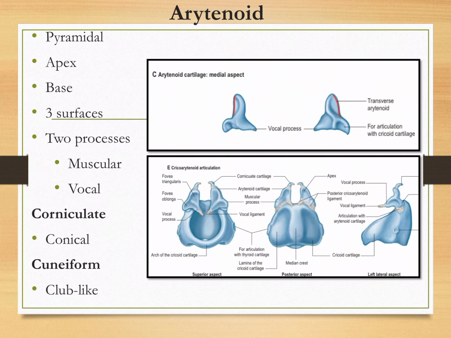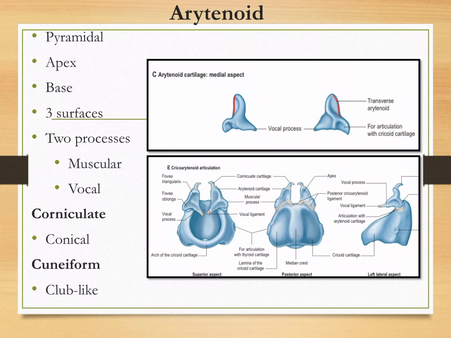Now you already know that the tip of the vocal process gives attachment to the vocal cords, and the area just above the tip gives attachment to the vestibular ligament. The other two cartilages are the corniculate and the cuneiform. Don't want to speak a lot about them.